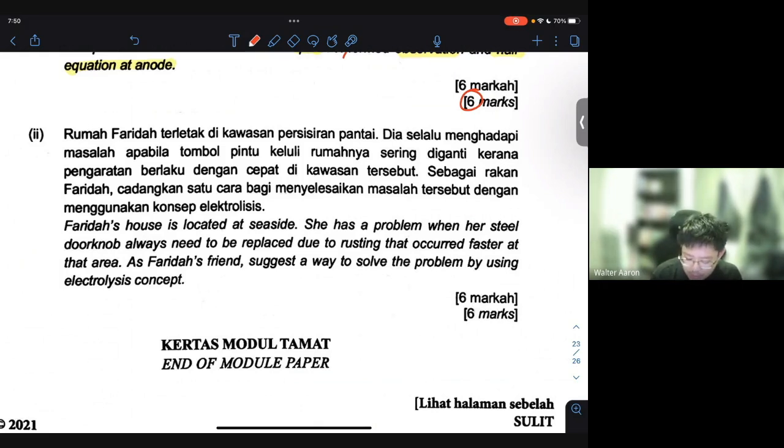Okay, so Farida's friend suggests a way to solve the problem by using the electrolysis concept. Now, if they didn't mention the electrolysis concept, it's actually very simple. You just have to put grease on top, put oil on top, paint it over, no problem. But in this case, you have to use the electrolysis concept. So most likely this is referring to electroplating. Electroplating is where you take another metal and cover up the existing metal with it. In this case, it can be any metal that you want.